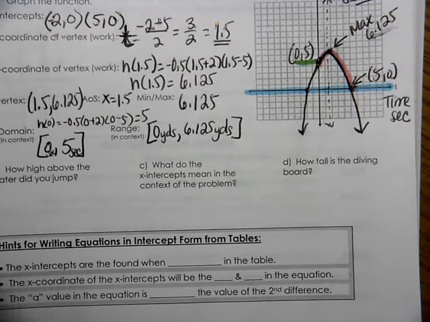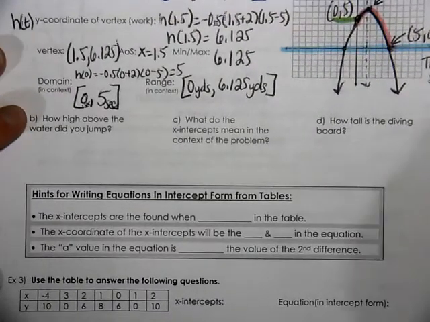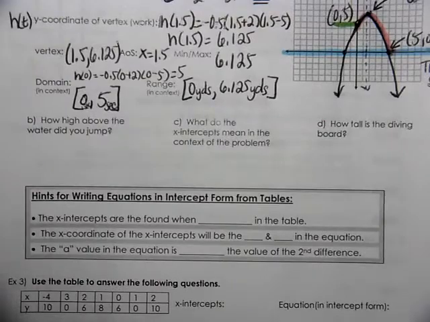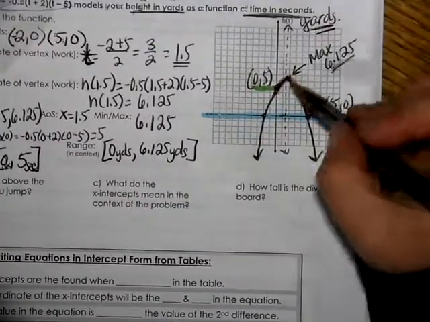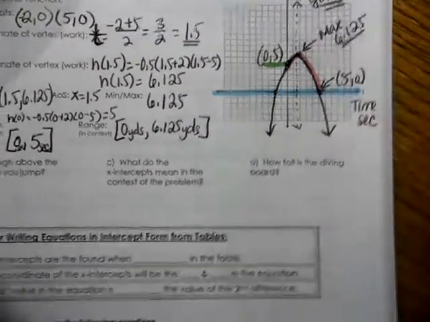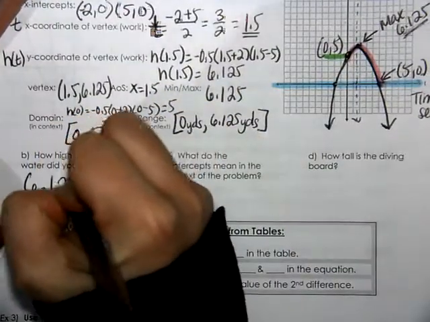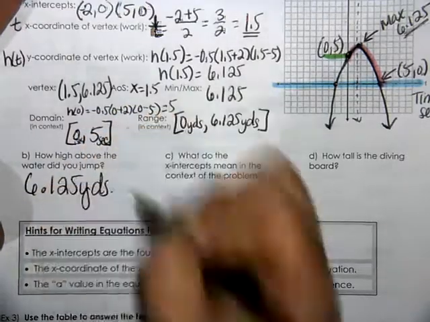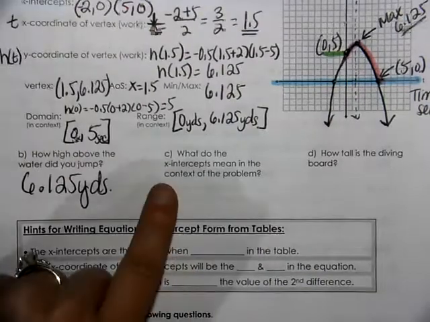All right, let's go ahead and move on to the next question. It says, how high above the water did you jump? So what is the maximum height that we jumped? That maximum height, once again, is 6.125 yards. That was the highest that we reached above the water.